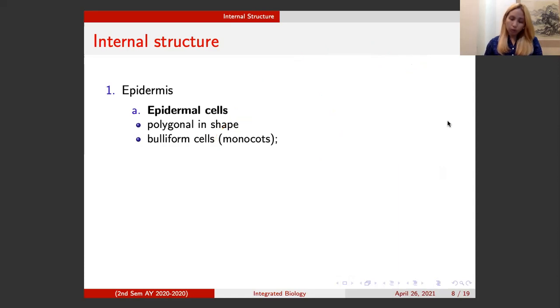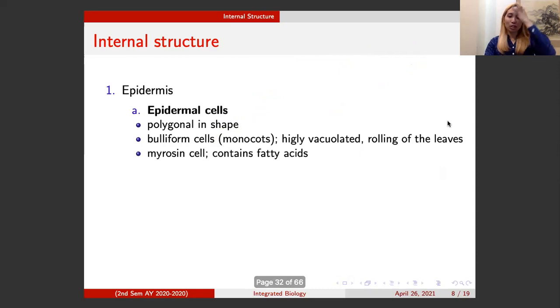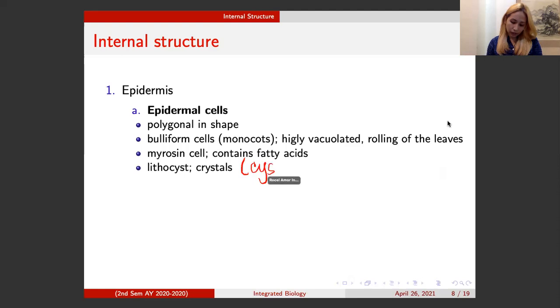So aside from bulliform cells, there are also myrosin cells. Myrosin cells basically contain fatty acids. This is highly species specific, and you can find it in almost all of the plants. Very highly species specific. Then lithocysts, which are quite common. Lithocysts are cells that contain crystals, also known as cystoliths.